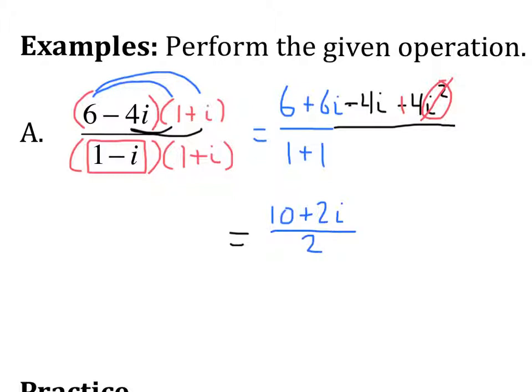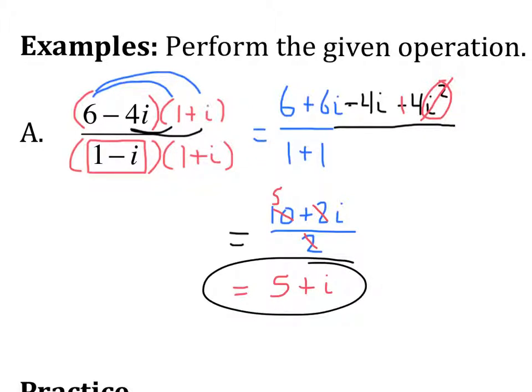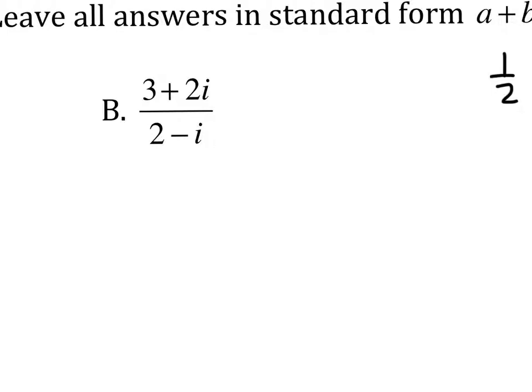Why is it positive? Now simplifying here, we see that as long as I can divide both the terms by 2, then it works out. And so my final answer is this, 5 plus i. And there we go.